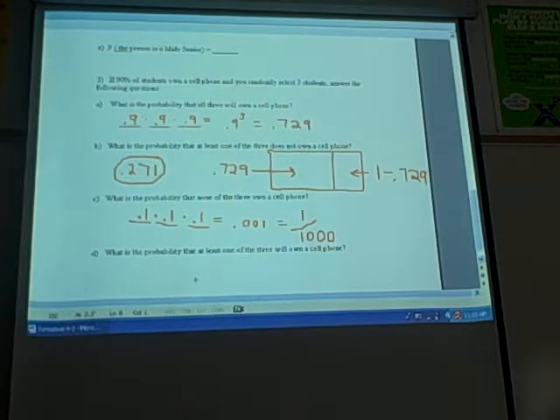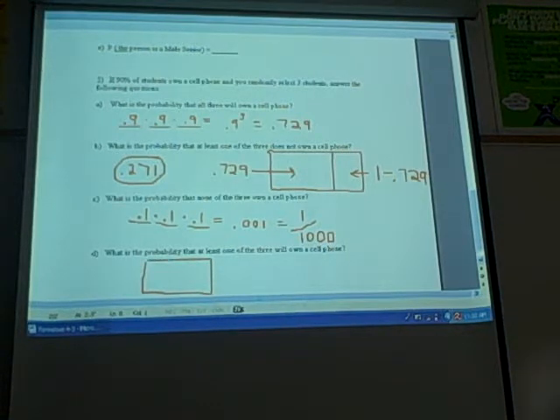Last one. What is the probability that at least one of the 3 will own a cell phone? Well, again, let's put these groups of 3 in a box. And I say, if your group has nobody that owns a cell phone, go stand down here in this end of the box. Okay? What percent of the people, or what's the probability you'd be in that box? 0.001, yeah. There's only 1 out of 1,000 groups would have nobody with a cell phone.